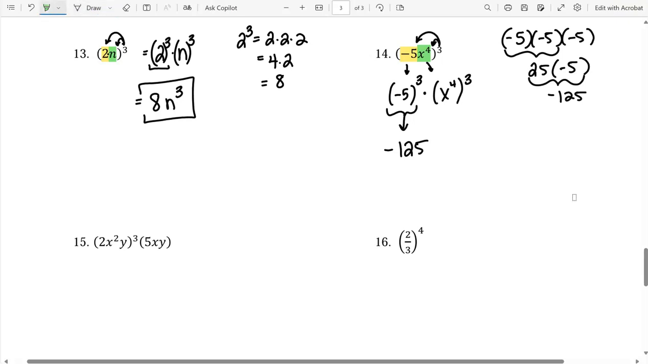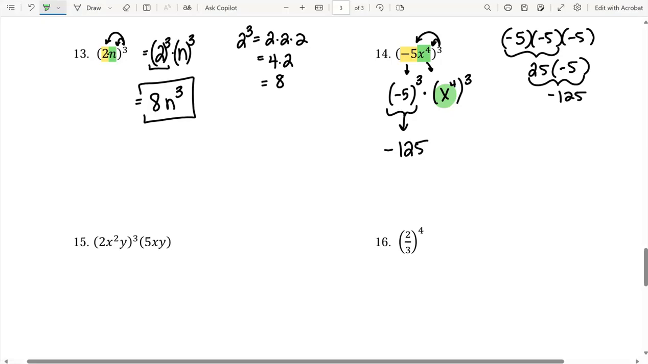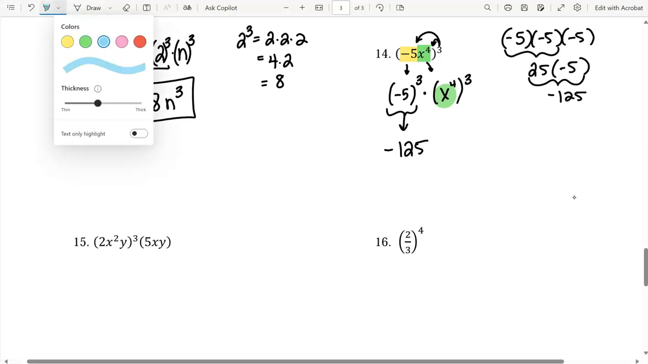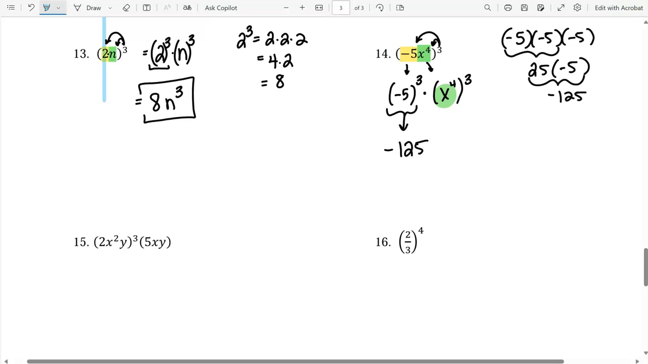However, when I look at this second base, notice that my single x has a double exponent, just like we saw in some of our previous examples in video 2. So what I'm going to do is write that x one time and multiply. 4 times 3 is 12. Remember that happens anytime I have this single base, but a double exponent.